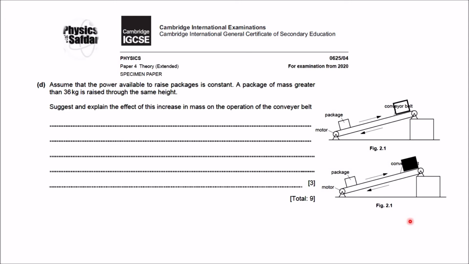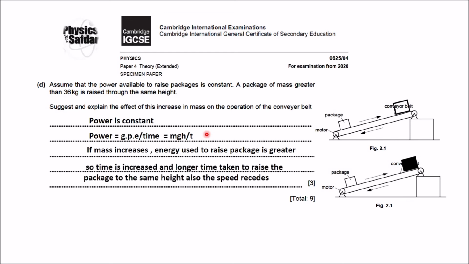It is very simple. If you are using a heavier mass to lift up to a certain height, we should use more power, but in this case we are not doing that. It is given power is constant, and power is equal to energy over time. In the energy equation you can see clearly mgh. If mass increases, that means more energy is needed, or you can say that if mass increases, the energy used to raise the package is greater. What happens because of this? It takes more time, or the speed of the conveyor belt reduces.